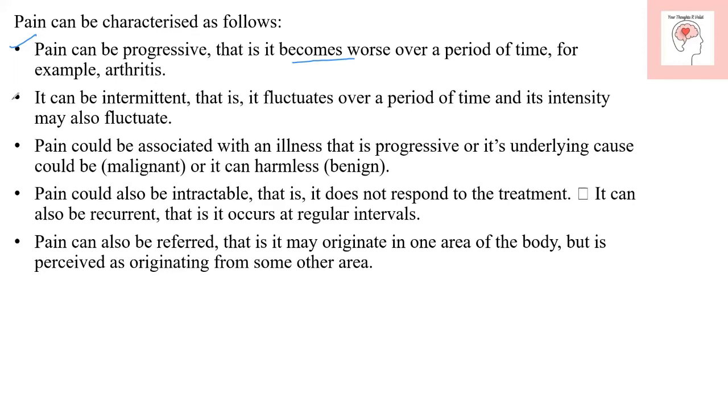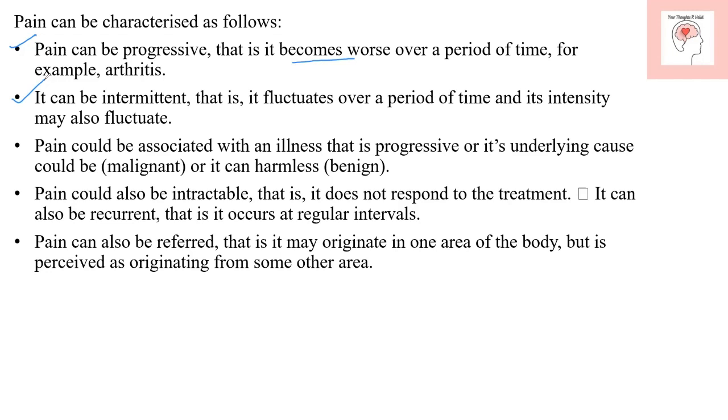Then the second characteristic is that pain can be intermittent, that it fluctuates over a period of time, and its intensity may also fluctuate. So it basically means that you might have pain today, you might not experience the same pain for another week. So it can be intermittent, and even the intensity can fluctuate. Like today you have severe pain, after 1 week you might have mild pain.